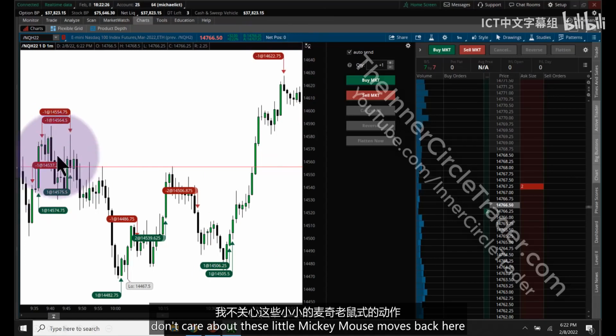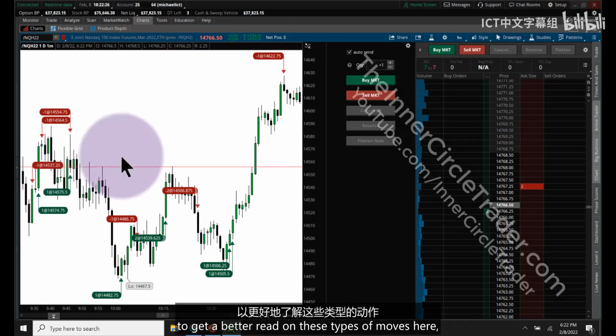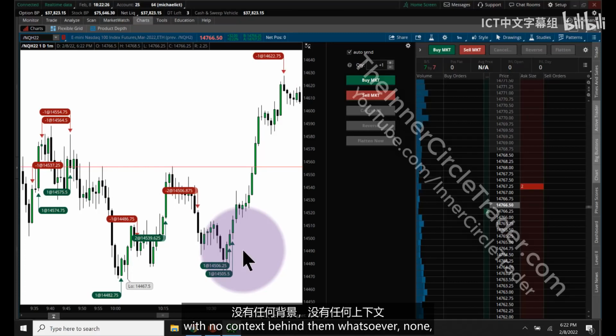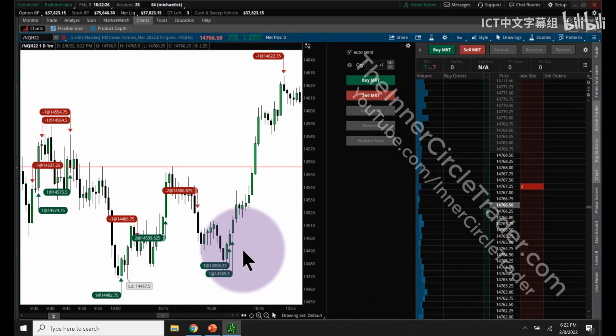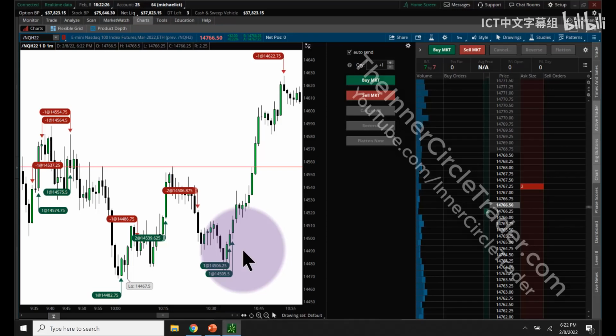I don't care about these little Mickey Mouse moves back here because that is a premium for Intel. I'm going to make a small investment to get a better read on these types of moves here. Okay, if I show you these types of charts, or I make them available on the internet with no context behind them whatsoever, none, they would be trolled all day long, and they would beat their chest and feel smart like they're saying something that means something. They have no idea. They have no reason to think that anything they're saying is valid or true. But I'm showing you the logic here, okay?